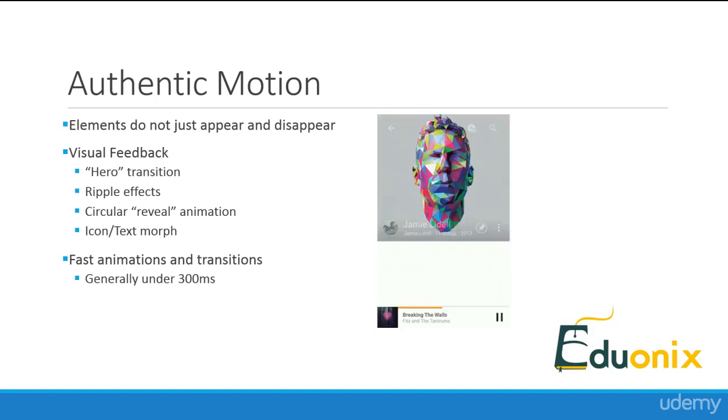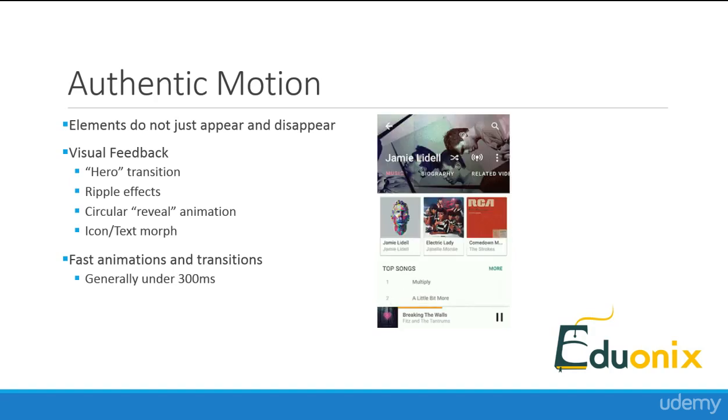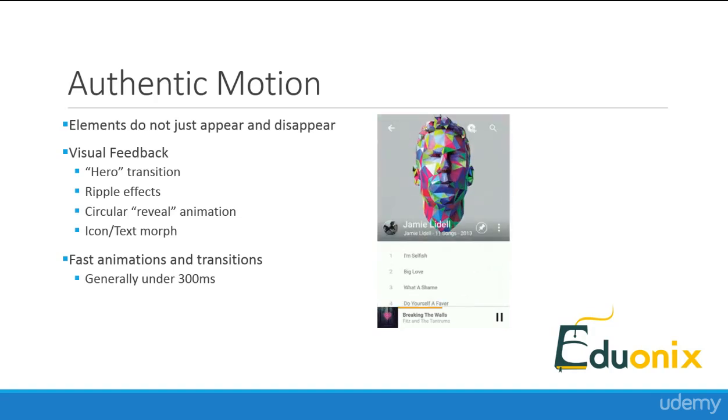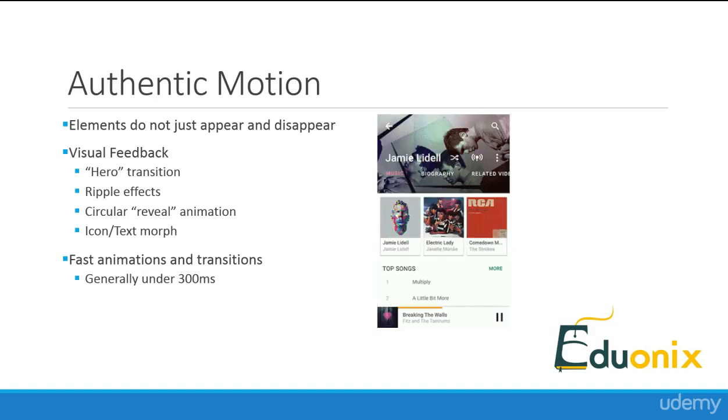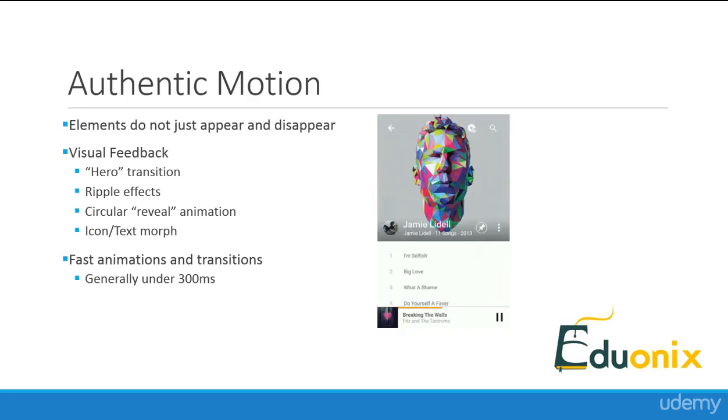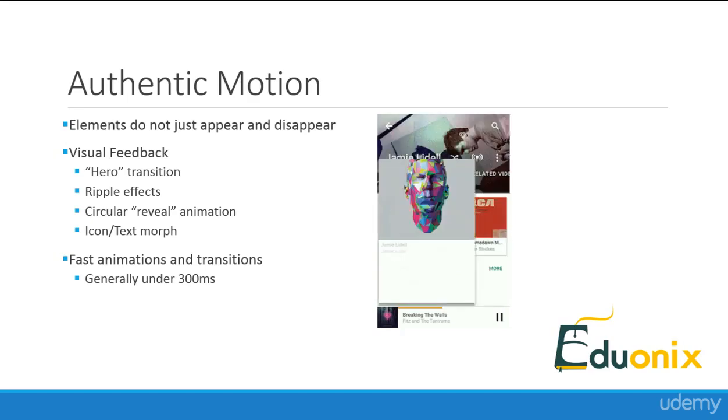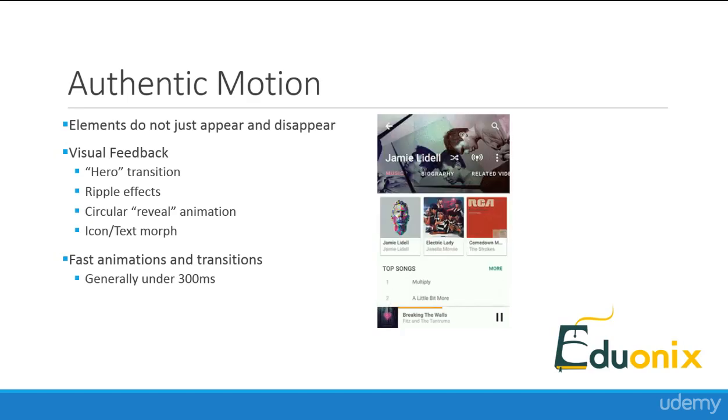Animations can also be used in more subtle, delicate ways, such as to convey the transition between icon states or text states. For example, a plus icon can morph into an X symbol, or an outlined heart icon can be filled using a paint bucket fill effect. Animations and transitions are fast, generally under 300 milliseconds.